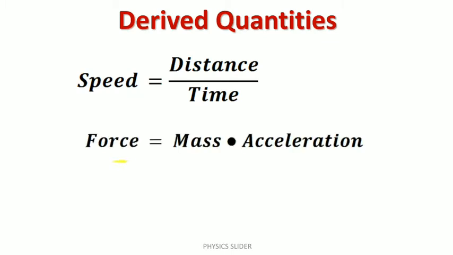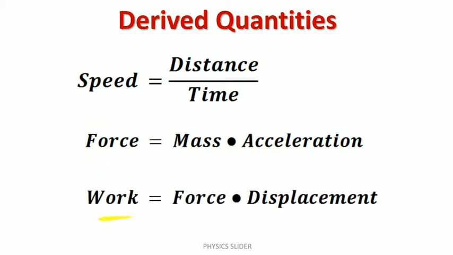Next thing, force is given as mass into acceleration. Force depends upon two other quantities, mass and acceleration, or we can say force is derived when we multiply the mass and acceleration. The force is derived from mass and acceleration, so the force is a derived quantity. Next thing, work. Work is given as force into displacement in the direction of the force. So the work depends upon force and displacement. Work is derived from the force and the displacement. So we will say the work is a derived quantity.